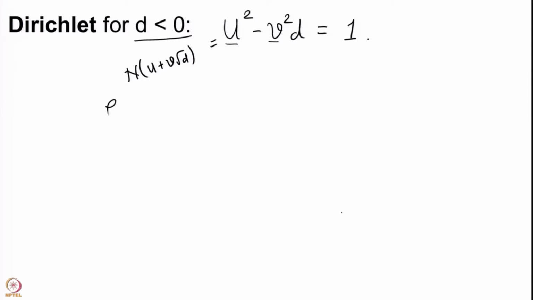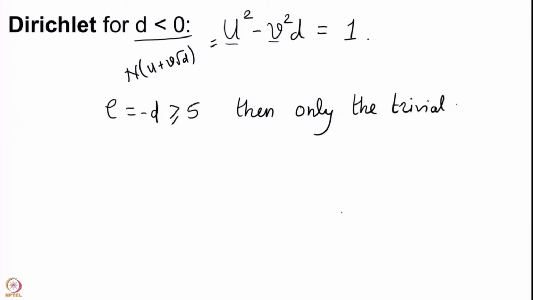We observed that e, which is negative d, if this is bigger than or equal to 5, then only the trivial solutions. Trivial solutions are the plus and minus 1, which are units in Z, they are the units in OK also always, and in these cases e equal to minus d bigger or equal to 5, these are the only solutions. E equal to 4 will not happen.